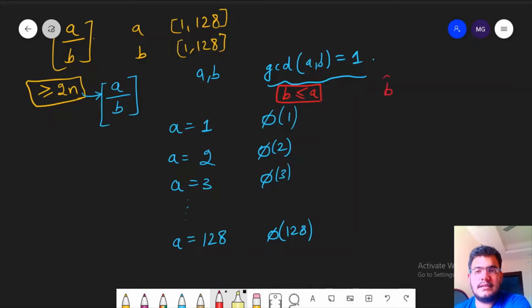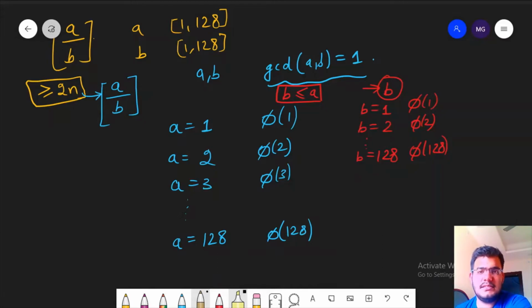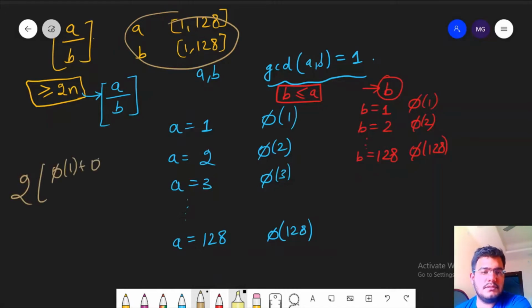If B is greater than A, then similarly for the options, you would take B equal to 1, then the possible options for A will be phi of 1. If B is equal to 2, then the possible options for A will be phi of 2. Similarly, when B is equal to 128, the number of possible options will be phi of 128. So we finally have the total number of possible options of the pair A comma B such that their GCD is 1, and also A and B satisfy this particular range, as 2 times phi of 1 plus phi of 2 up to phi of 128.